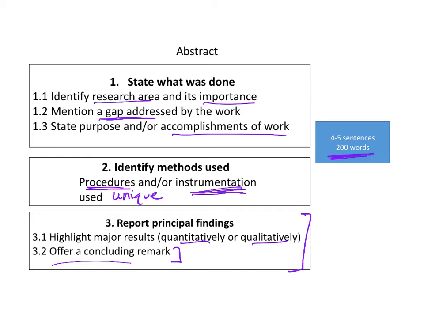I highly recommend that you write the abstract last. Once you know everything that's going to go in the introduction and the results and the discussion, then it's really easy to go through and pick out the important parts of those papers and basically just line them up, 4 or 5 sentences in your abstract.